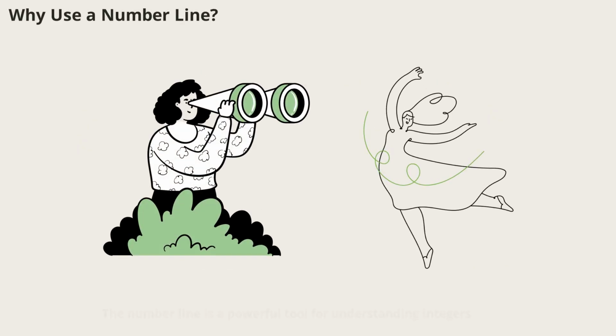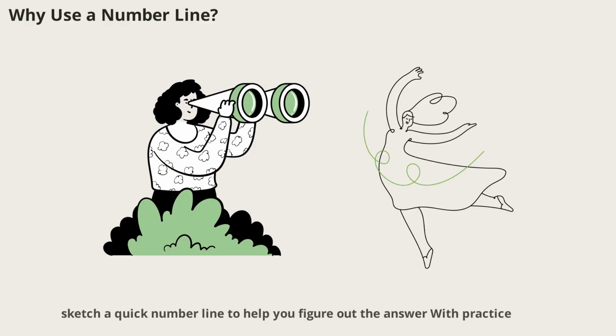The number line is a powerful tool for understanding integers. It gives you a visual way to see how numbers relate and change. Whenever you're stuck, sketch a quick number line to help you figure out the answer. With practice, you'll rely on it less, but it's always there to help.